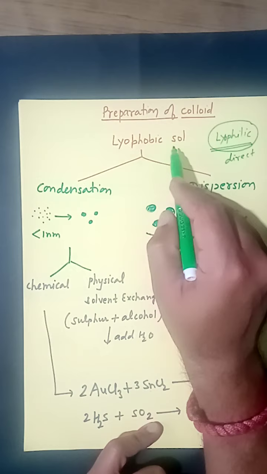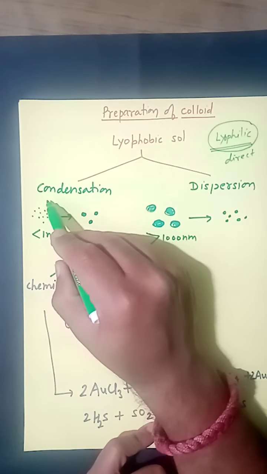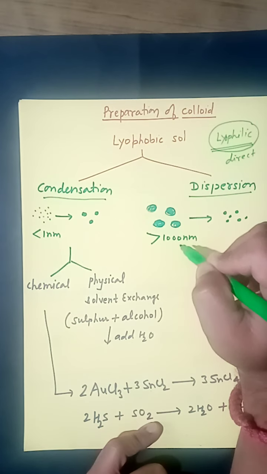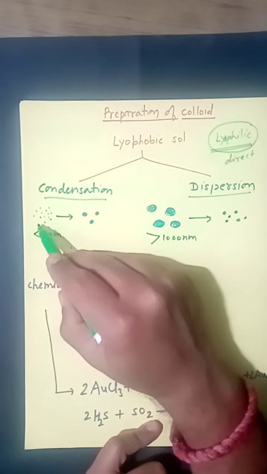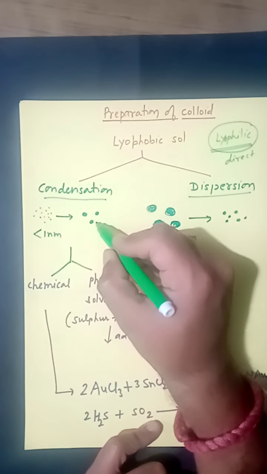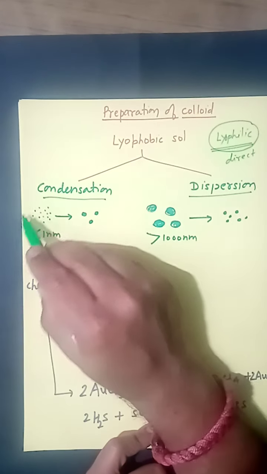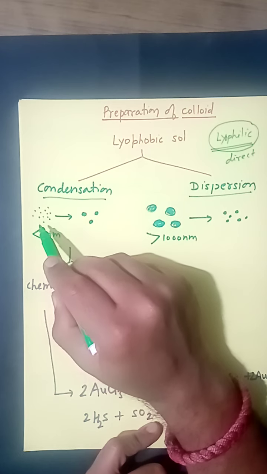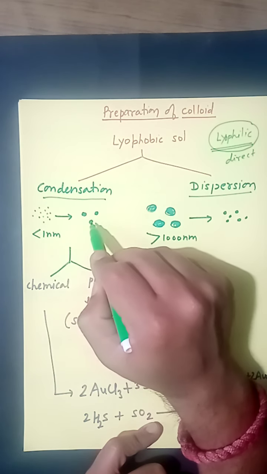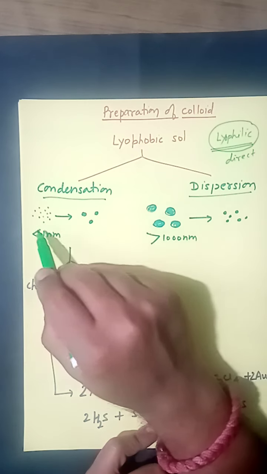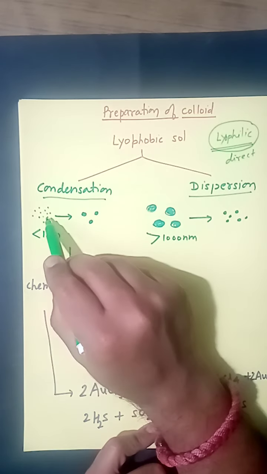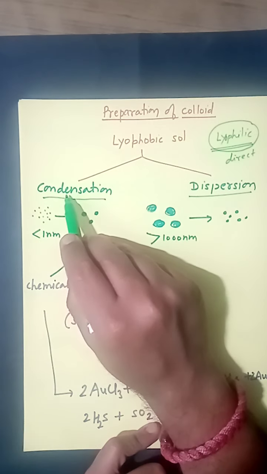Now lyophobic sol can be prepared by these two techniques: one is condensation and second is dispersion. Condensation means small particles are induced to aggregate to form big particles. You can see here smaller particles. We will do something so that these particles associate and convert into particles of colloidal dimension. These are particles having size less than 1 nanometer. Such a technique is known as condensation.